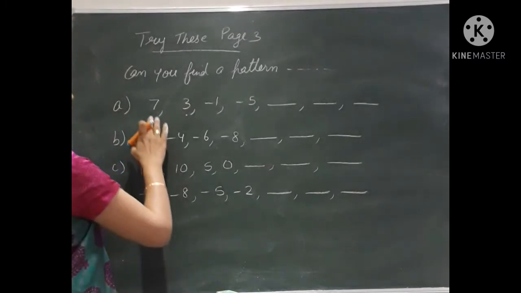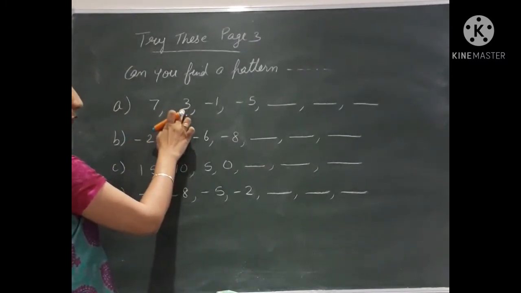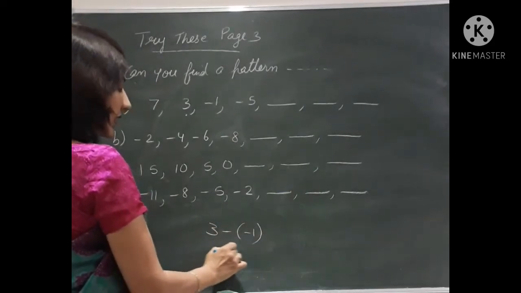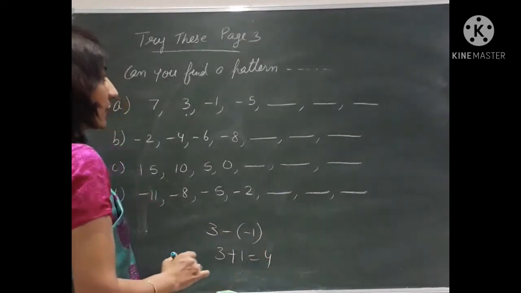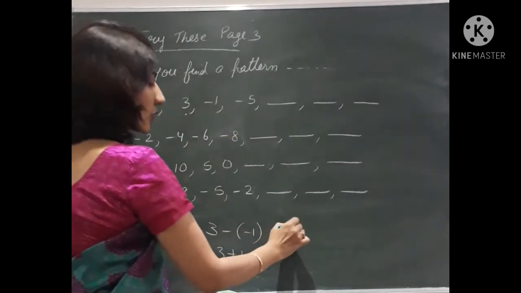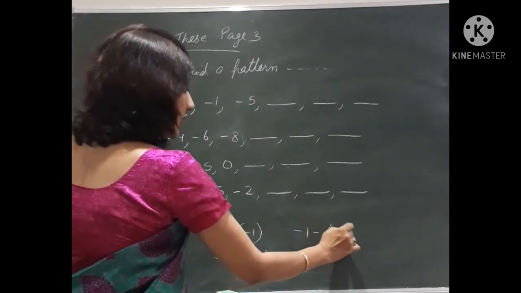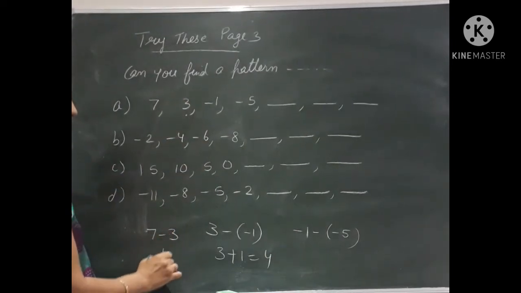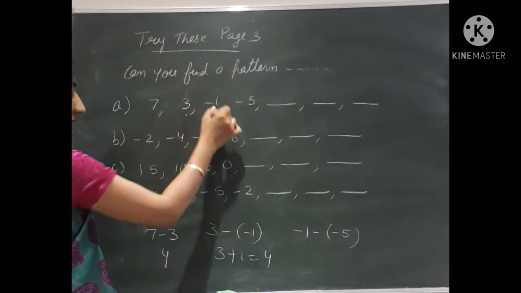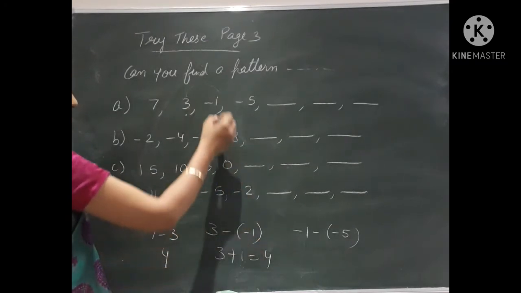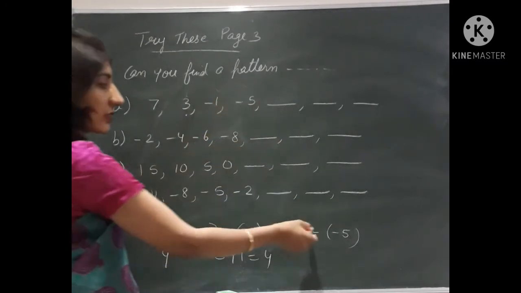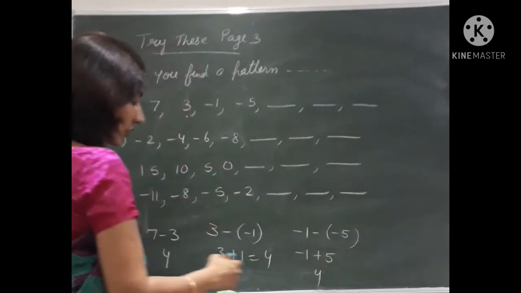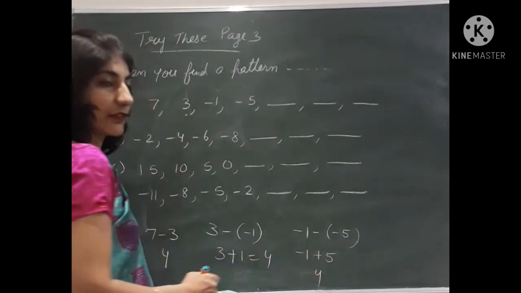If I see in the first part here, 7 minus 3 is 4, and 3 minus minus 1, that is 3 plus 1, that is equal to 4. Then minus 1 and minus 5. What I am doing? I am subtracting. When I did 7 minus 3, I got 4. When I did 3 minus minus 1, I got 4. Now I will do minus 1 minus 5. It will be minus 1 plus 5. It will be 4. So you can see everywhere there is a difference of 4.